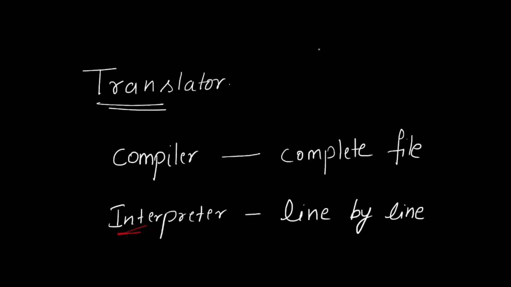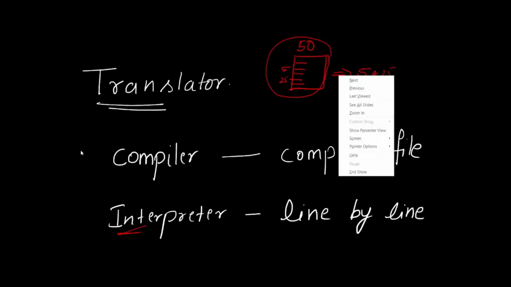In case of compiler, what happens? Let's take, this is the code you have written in the compiler language. You have written, let's say, 50 lines of code. What it does, it takes the complete file and it finds an error. Say there is an error at line 5 and then 25. So it compiles this whole file and then it gives you an error at 5 and 25. This is what compiler does.